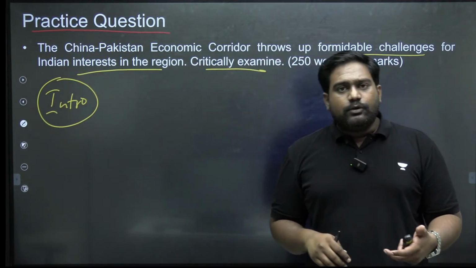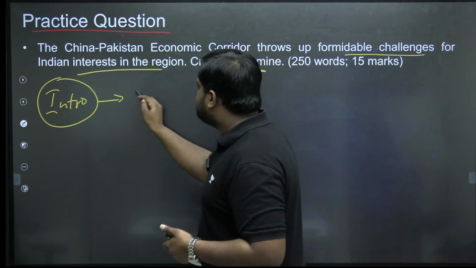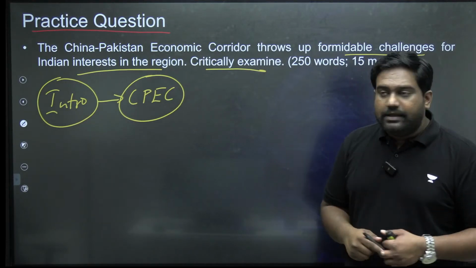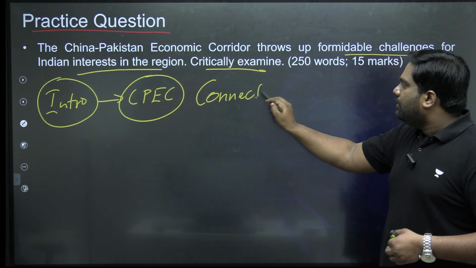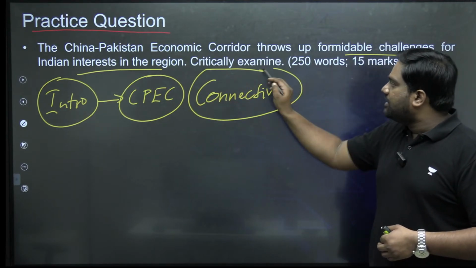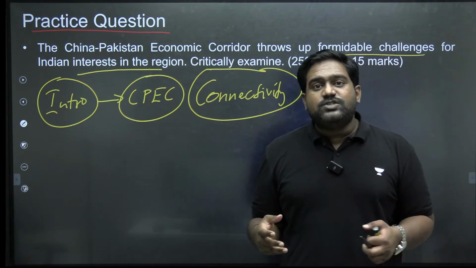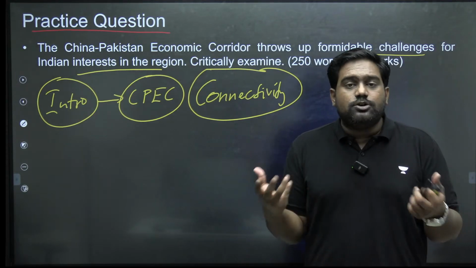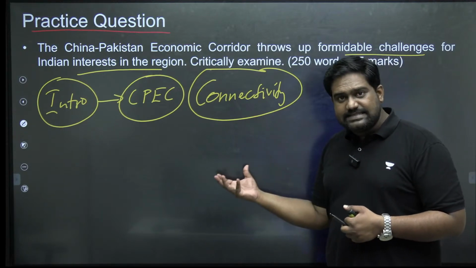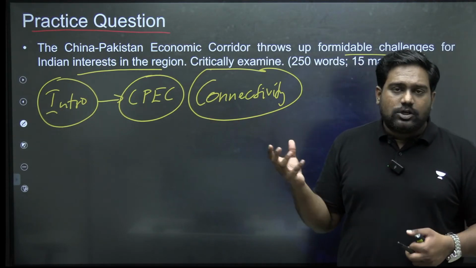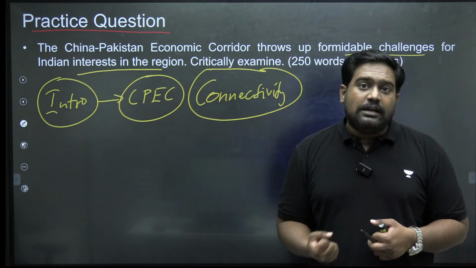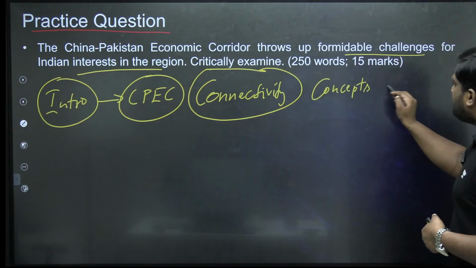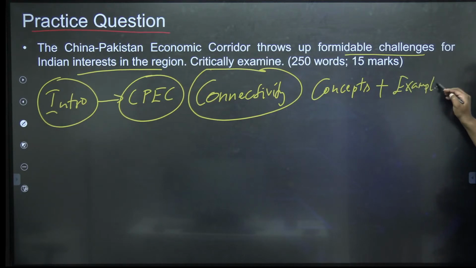In the introduction, you can directly start by explaining what is CPEC. Or you can write one line about the importance of connectivity in international relations. You can explain the strategic importance of connectivity projects and why countries pursue such ambitious connectivity projects. So maybe outline the vision, the ambition of Belt and Road Initiative of China. Use that as an example to explain this concept. The concept of using geography, using the geographical advantages for geostrategic gains. So that shows your ability to bring concepts and link them with real examples from the real world.